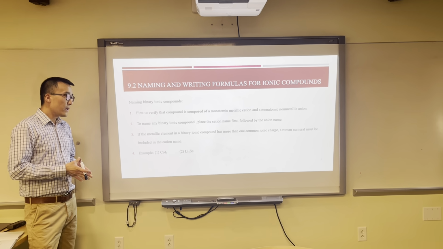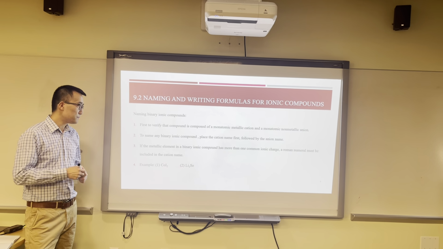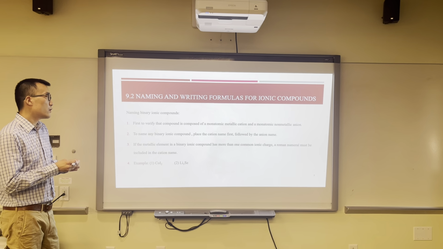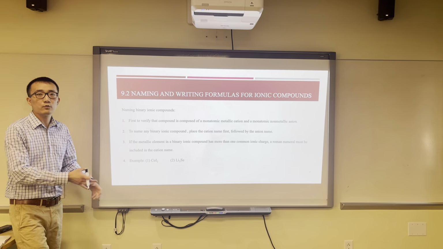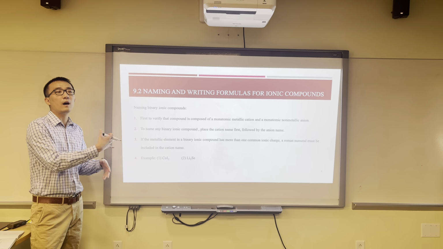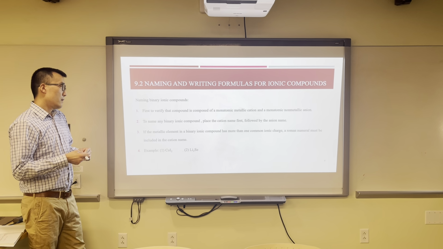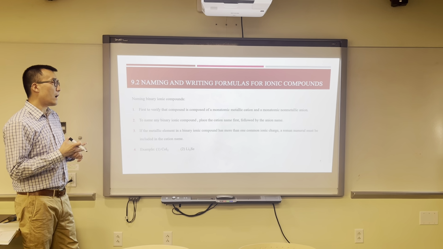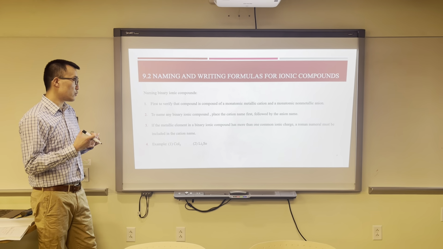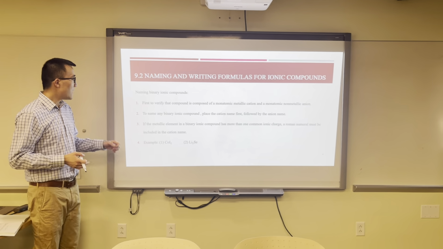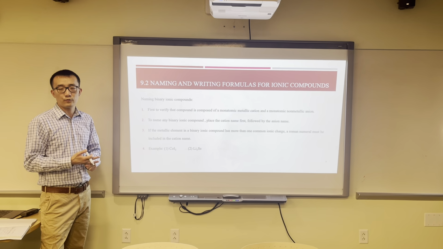First, make sure we figure out that it's a binary ionic compound. So we place the cation name first, followed by the anion name, which means we always put the metal first and the non-metal right after that. And if the metal element in the binary ionic compound has more than one common ionic charge, we have to use a Roman numeral after the cation name. That mainly applies to elements like iron or copper. That will be fairly enough for high school students like us.